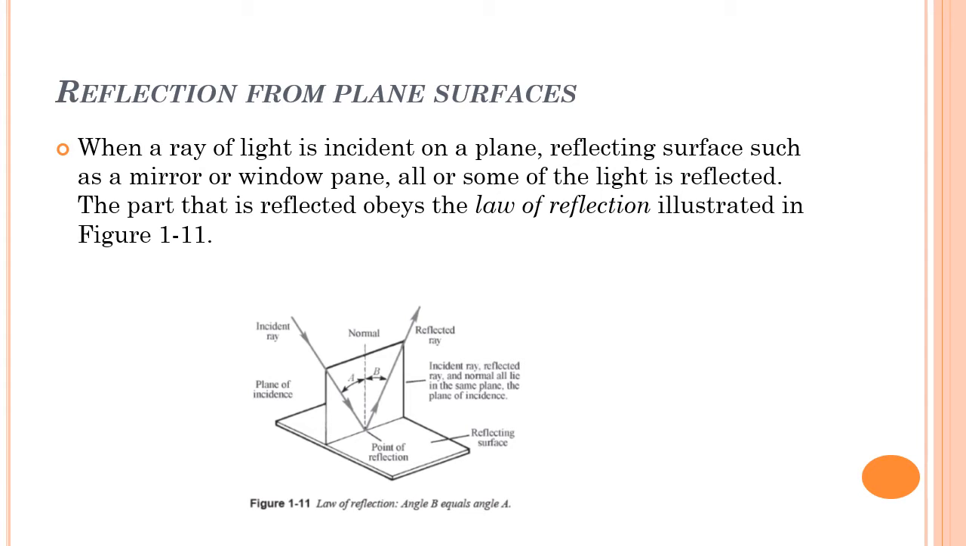So, reflection from plane surfaces. When a ray of light is incident on a plane, reflecting surface such as a mirror or window pane, all or some of the light is reflected. The part that is reflected obeys the law of reflection illustrated below. This is figure 1-11 from our textbook. If you look at that, we have an incident ray, and then we have a reflected ray. We have an angle A and an angle B. And it says here, incident ray, reflected ray, and normal all lie in the same plane, which is called the plane of incidence.